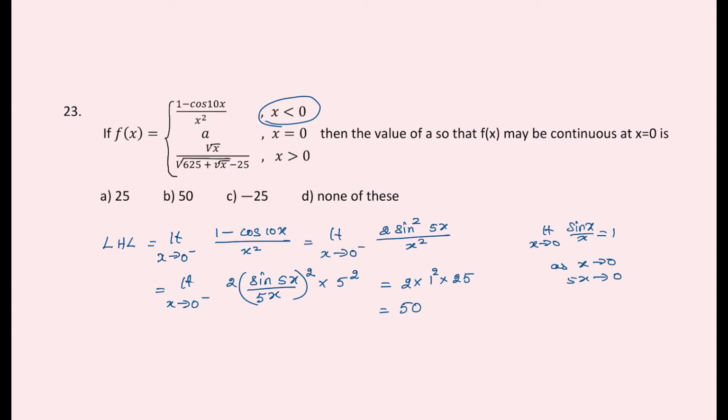And it is given that the function is continuous at x equal to 0. So RHL, LHL must be equal to f of 0. So 50 is equal to f of 0, which is a. So the value of a is 50. Option B is the correct answer.